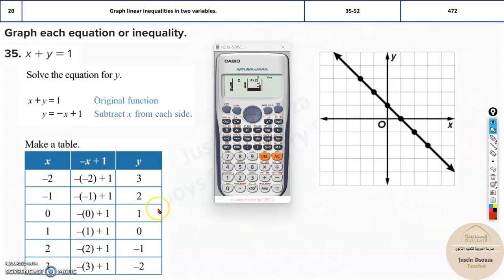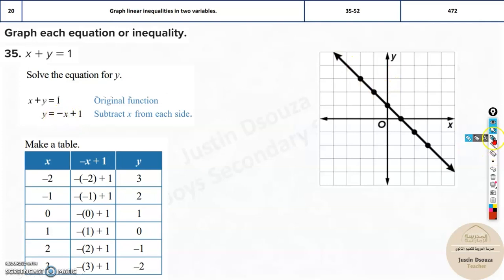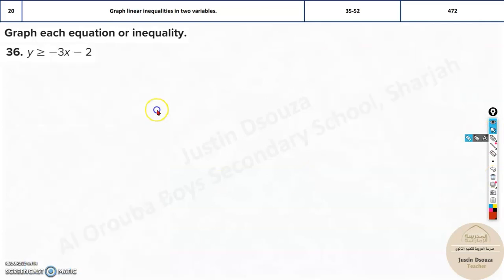There are other methods as well. For example, looking at this equation, y equals -x plus 1, you can see the x coefficient is negative, so the slope is negative. That means the line goes down. And since it's +1, the intercept is 1. So this is one more way you can easily figure out the graph. It goes downwards and passes through 1. Or you can just make the table and get it.